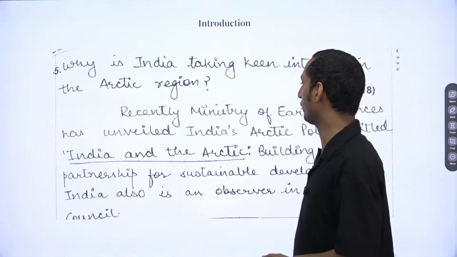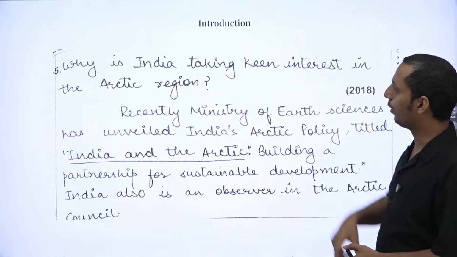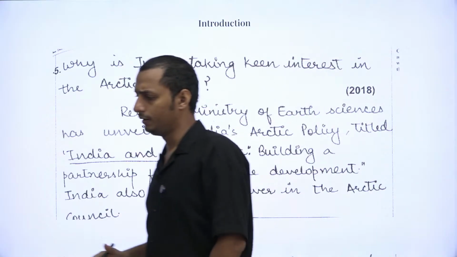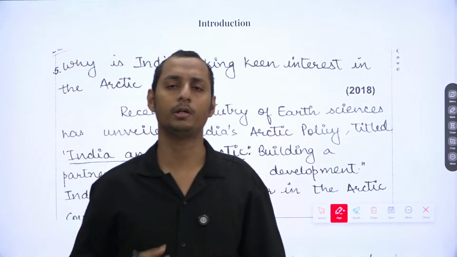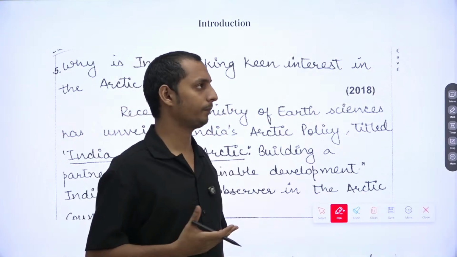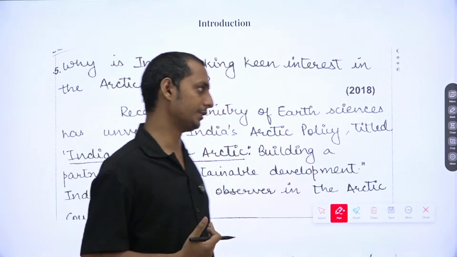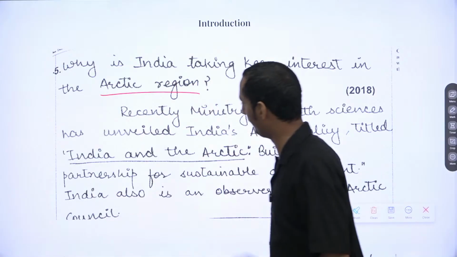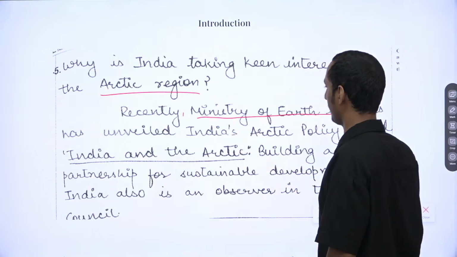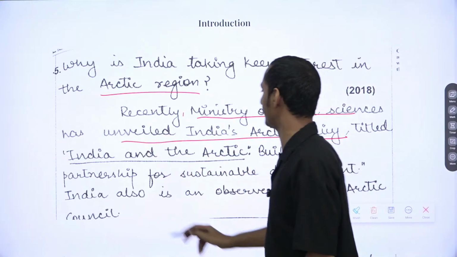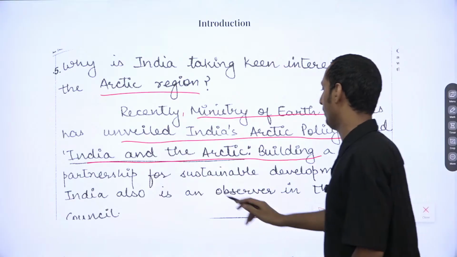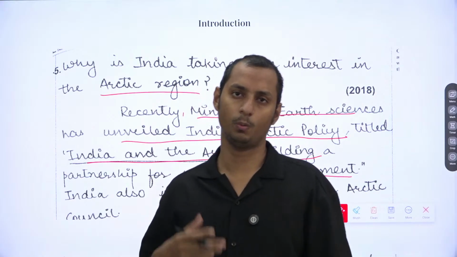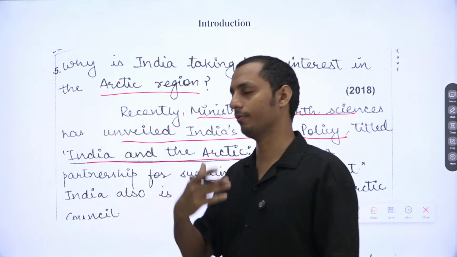Now, how can you provide a level 2 kind of introduction? Let's say this question: why is India taking keen interest in the Arctic region? A level 1 introduction would be mentioning what the Arctic region is or the recent melting of the Arctic region. But what would be a level 2? You can mention the contemporary example regarding the same. Recently, the Ministry of Earth Sciences unveiled India's Arctic policy titled India and the Arctic: Building a Partnership for Sustainable Development. This is the way you provide a level 2 introduction. You try to provide a contemporary example regarding the same.